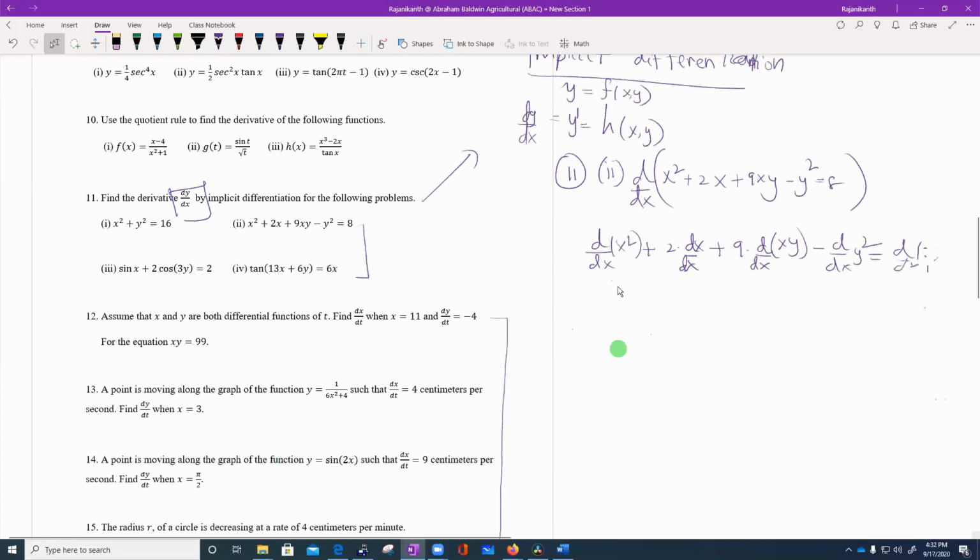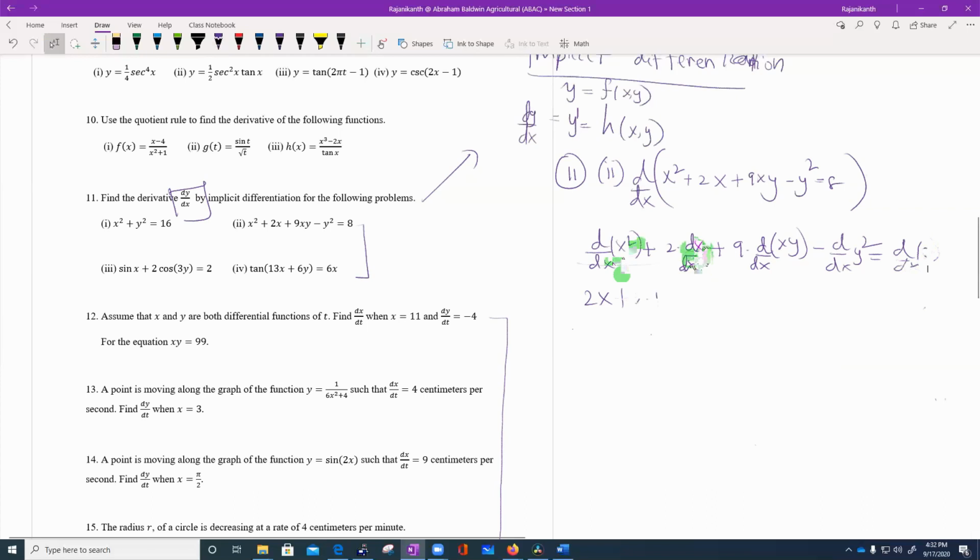Okay, now keep on, find the derivative one by one. So what's the derivative of x squared with respect to x, which is 2x? 2x. Yes. The derivative of x with respect to x, which is 1.